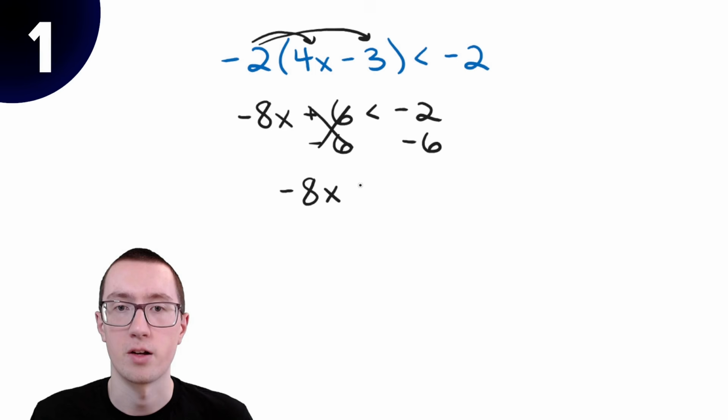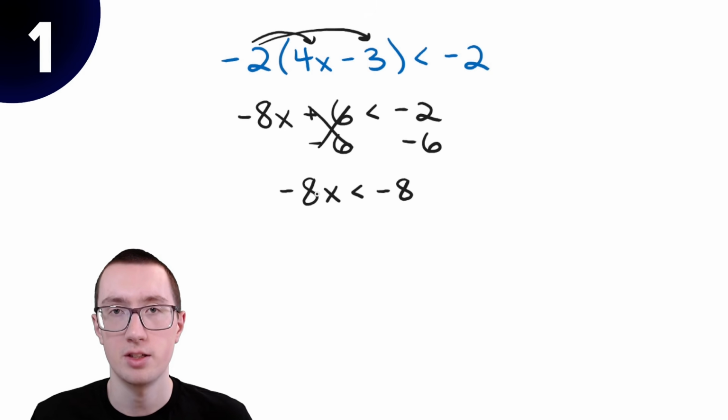And on the other side, we have less than negative 2 minus 6. Think of this as dollars. You lost $2 and then lost another 6. So you've lost $8. And now we just need to get x by itself.